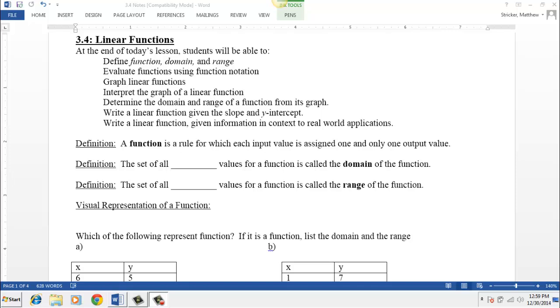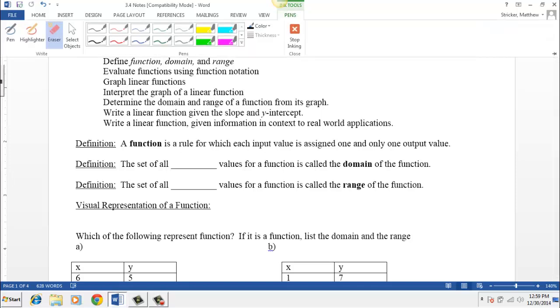We're going to start out by defining what a function is, and also domain and range, which have to do with functions. We're going to talk about how to evaluate and graph functions. We're going to talk about how to interpret graphs of functions. And then at the end, we're going to talk about how to write a function in context to real-world applications. So starting off with our definitions here.